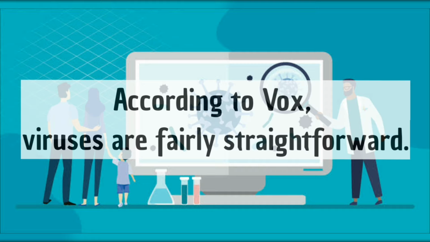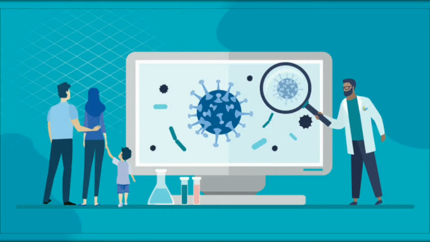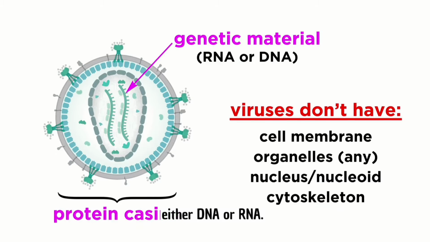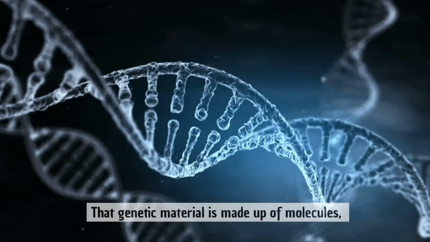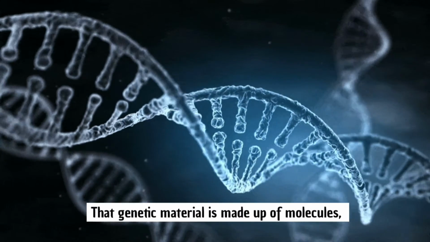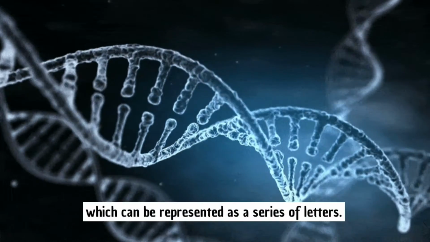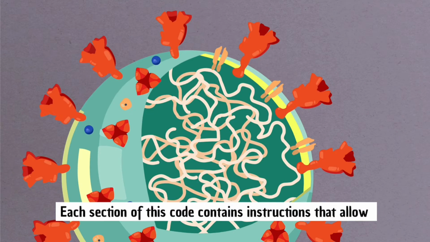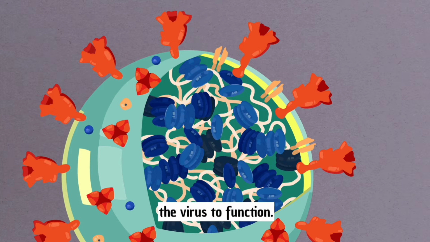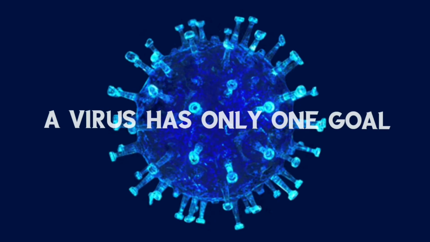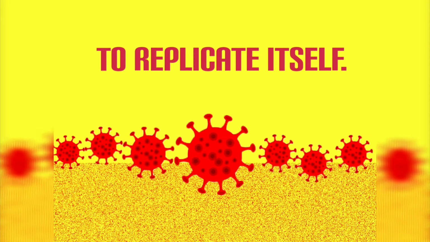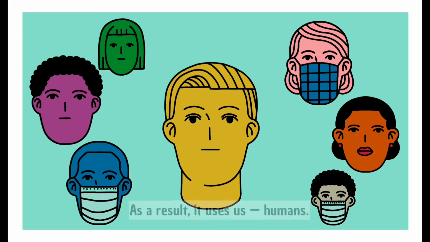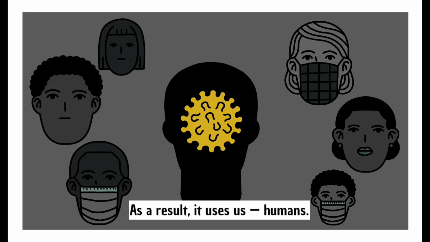According to Vox, viruses are fairly straightforward. They are essentially just a protein shell encasing some genetic material, either DNA or RNA. The genetic material is made up of molecules, which can be represented as a series of letters. Each section of this code contains instructions that allow the virus to function. A virus has only one goal: to replicate itself. However, since it is so simple, it cannot do so on its own. As a result, it uses us, humans.